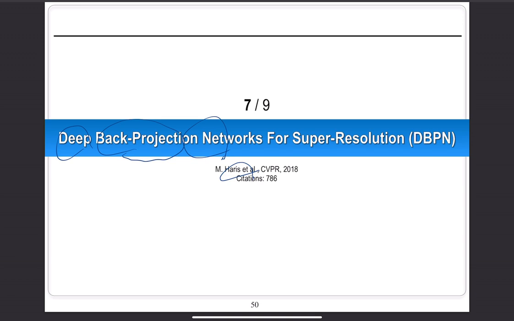This model takes inspiration from a classic image restoration technique called maybe iterative back projection.